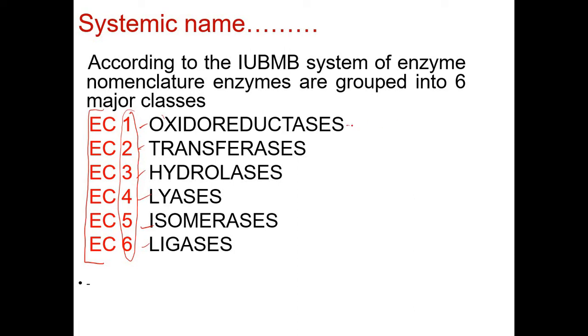So oxidoreductases are the class of enzymes that catalyze redox reactions. Transferases catalyze the transfer of one group to another. We have hydrolases, this class of enzymes are involved in hydrolysis reactions, and then lyase, and then isomerase, and then ligase. Okay.